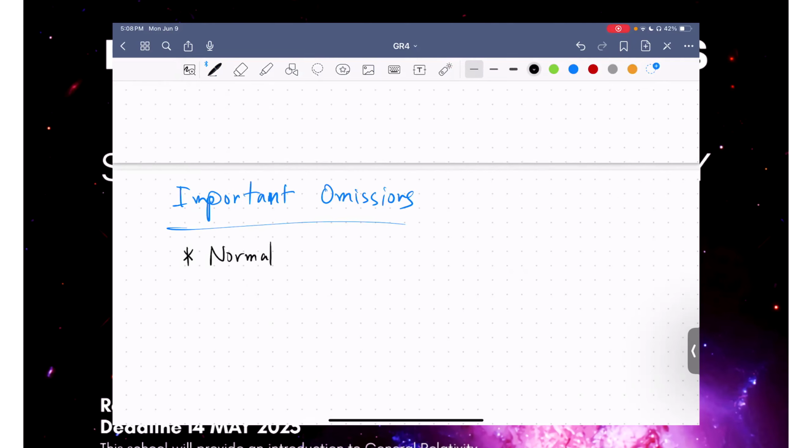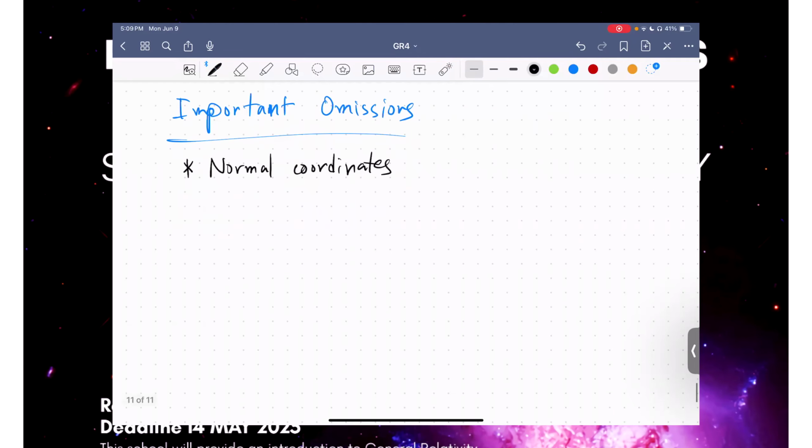Normal coordinates. These are some special kind of coordinates that are particularly easier to do computations in because you can basically set all of the Christoffel symbols to zero at a particular point. So if you want to do some local computations, this is a very nice set of coordinates.